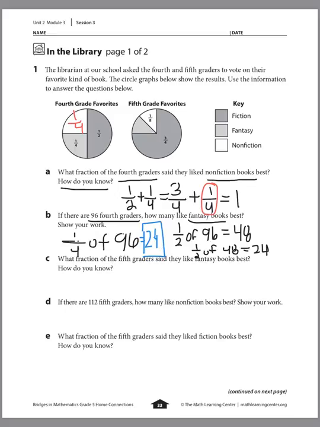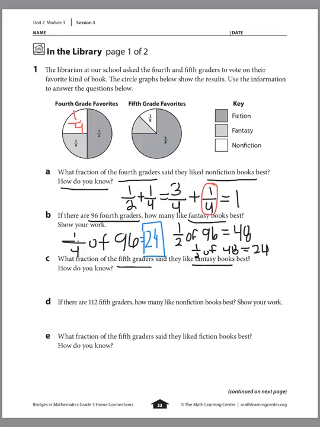Continuing on to C, what fraction of the 5th graders said they liked fantasy books best? And so now we're moving on to 5th graders. So we just did 4th graders in fantasy books. Now we're doing 5th graders in fantasy books. And so coming up here to our circle graph. Fantasy again is a light gray, so this light gray right there. And so I need to know what does that wedge, what does that piece represent?